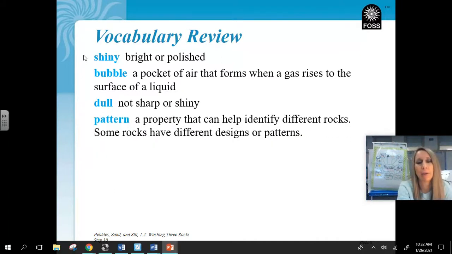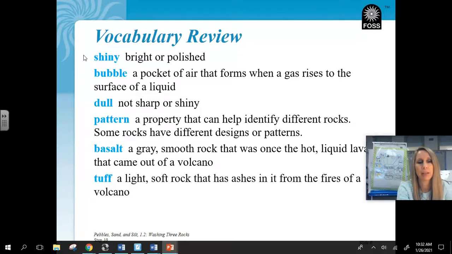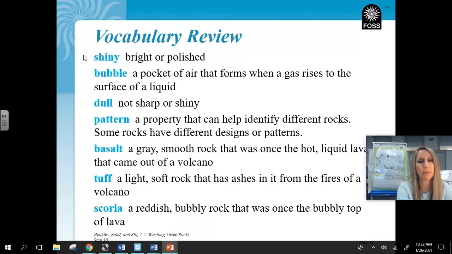A pattern. So a pattern is something that helps you identify rocks. It might be spots, it might be stripes. Basalt. That was our gray rock that was liquid lava. Tuff is our light tan rock that came from the ash of a volcano, and scoria was our red bubbly rock from the top of the lava. So those are just some definitions of the rocks and terms that we can use to describe properties of rocks.